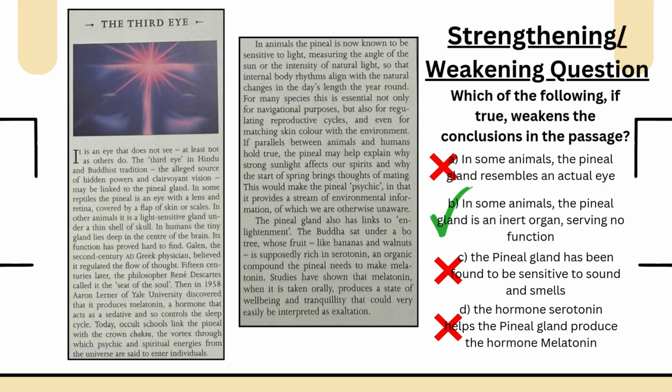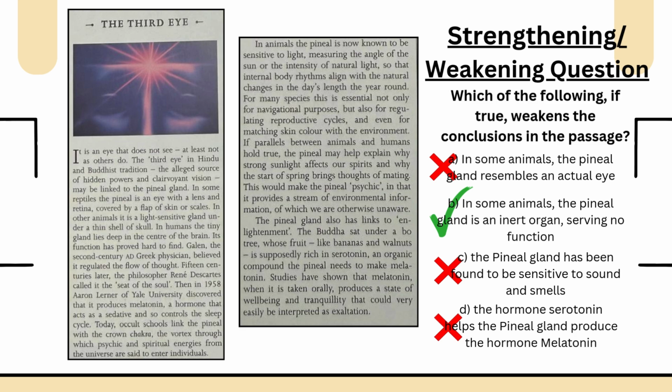If you look at the last option, that is option number D, it says that the hormone serotonin helps the pineal gland produce the hormone melatonin, which is the truth and which is also supported by the passage. So, option number D tends to strengthen as opposed to weaken the author's arguments, and therefore, naturally, option number D is also not the correct option, which leaves us with option number B, which says that the pineal gland is an inert organ which serves no function whatsoever.